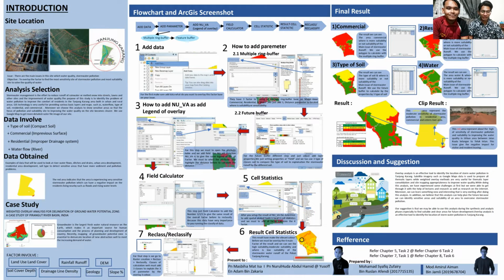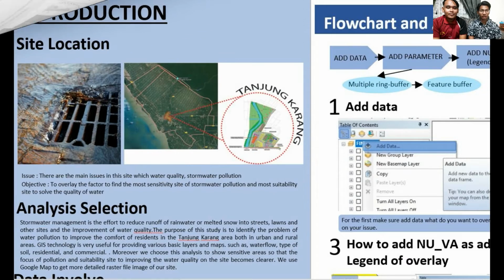We are going to present the site location in GIS. First of all, we decided to choose Tanjung Karang as the best location to overcome the main issue. The main issues in Tanjung Karang are water quality and stormwater pollution.